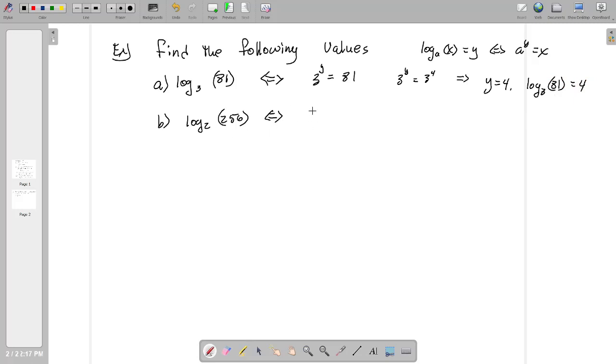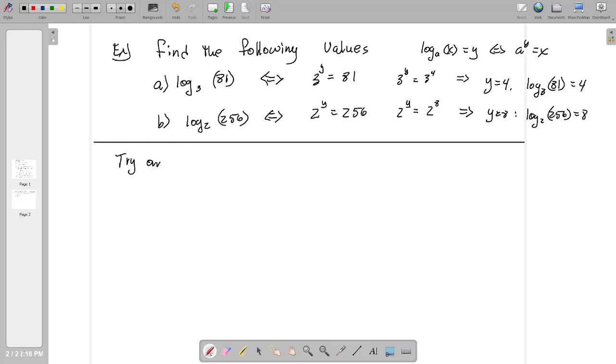So we're going to rewrite this as 2 to some power y is giving us 256. And then we just have to figure out what power that is. 2 to the y is equal to 2 to the 8th, which implies then that y is equal to 8. Means I can write it as log base 2 of 256 is equal to 8. Now I want you to try one. Find log base 6 of 216.